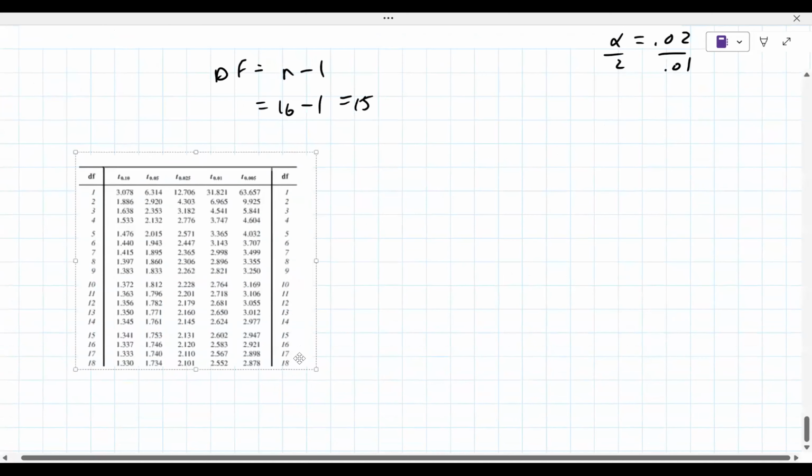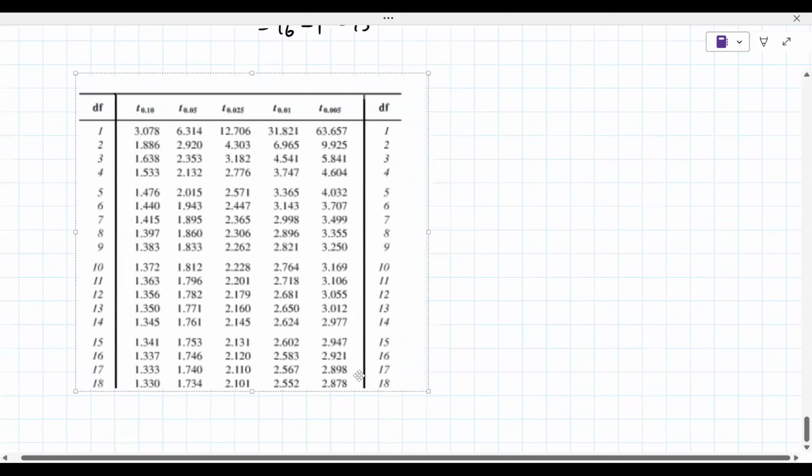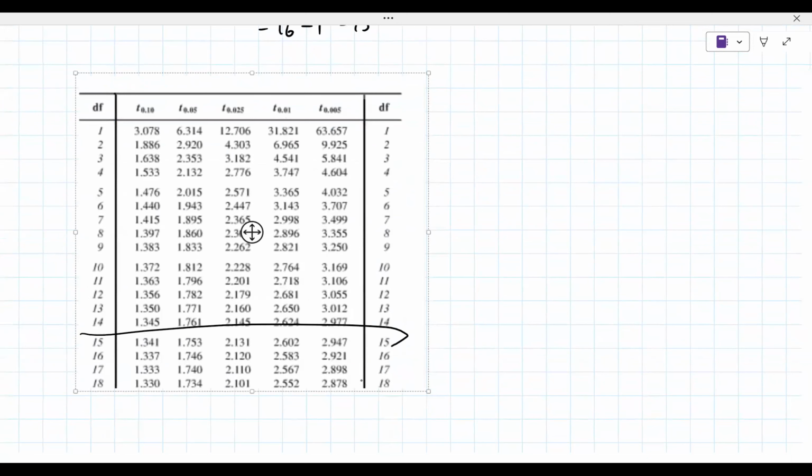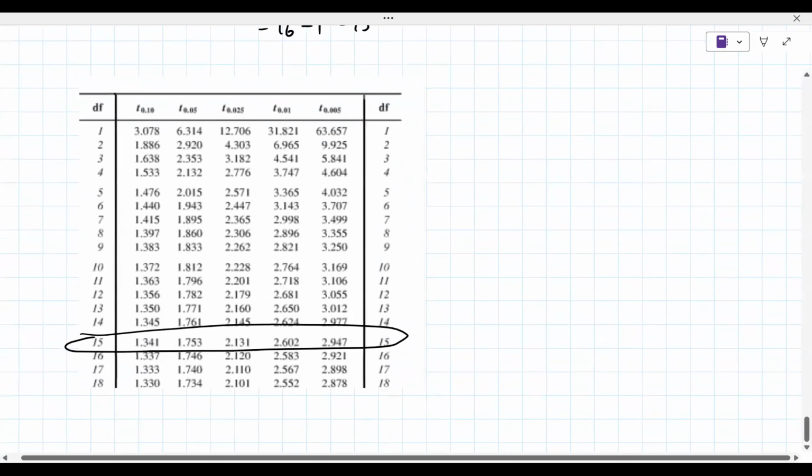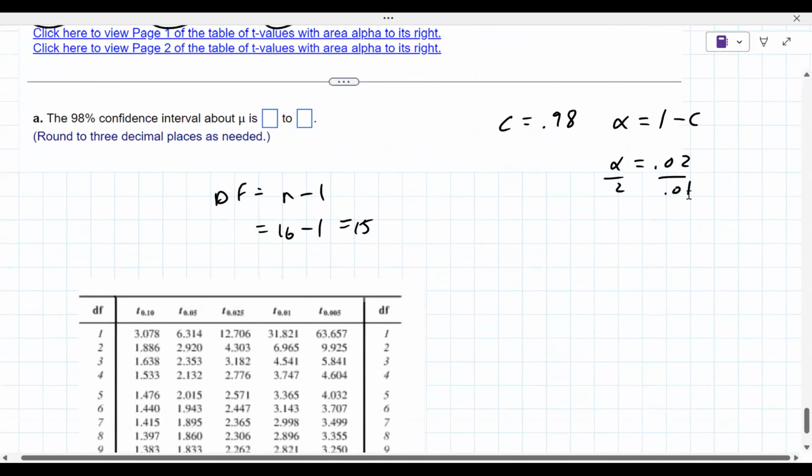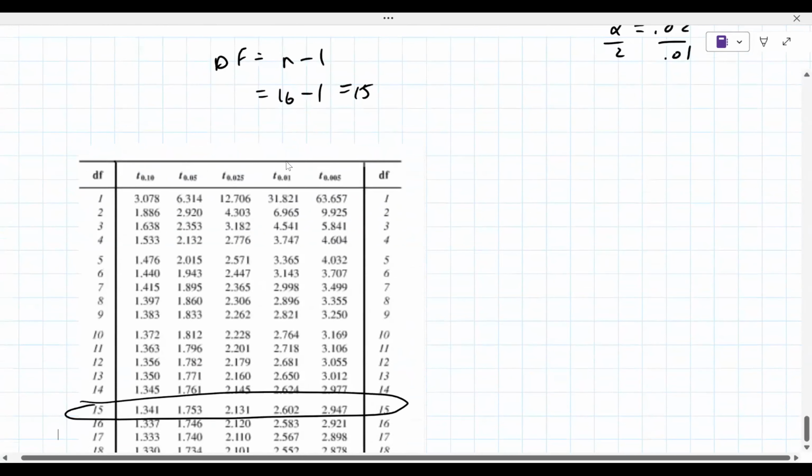So you go to your table here, you find the 15th row. There's the 15th row. And this time we want 0.01, 0.01. So that's this one here. That's the 2.602.